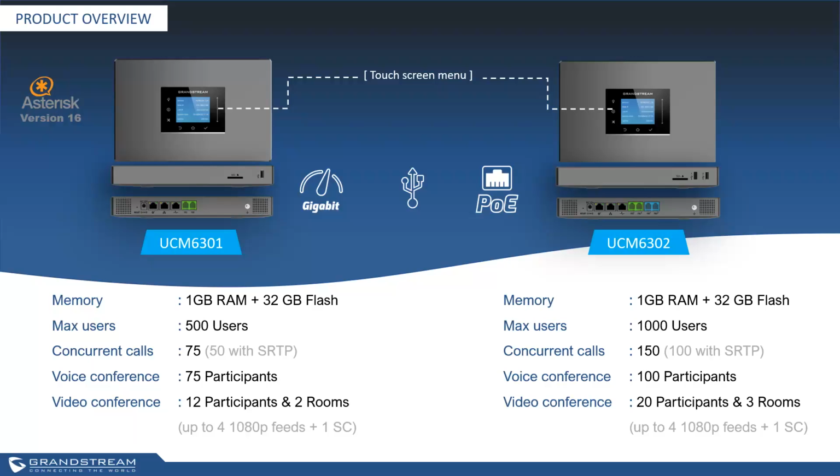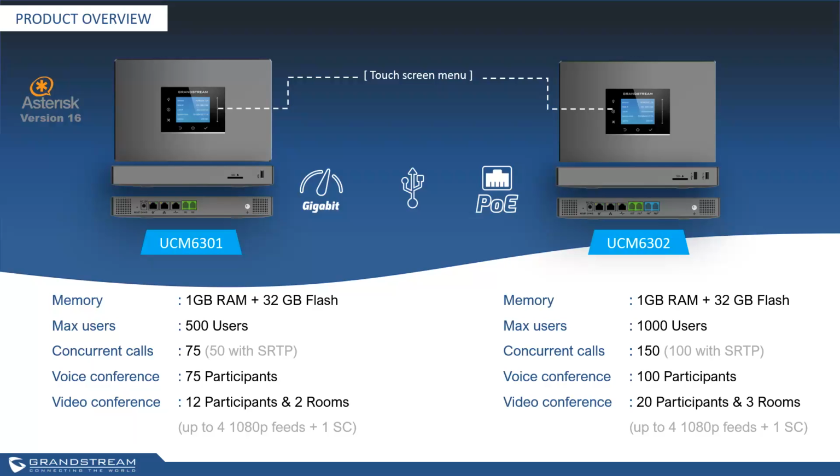So one of the major enhancements in this UCM 6300 is the inclusion of video conferencing. So we're trying to move, not to move, but to add some collaboration tools to the UCM. So now with the 6300, you can actually host video conferencing calls on the UCM. And the number of participants depends on the model you're going to be using.